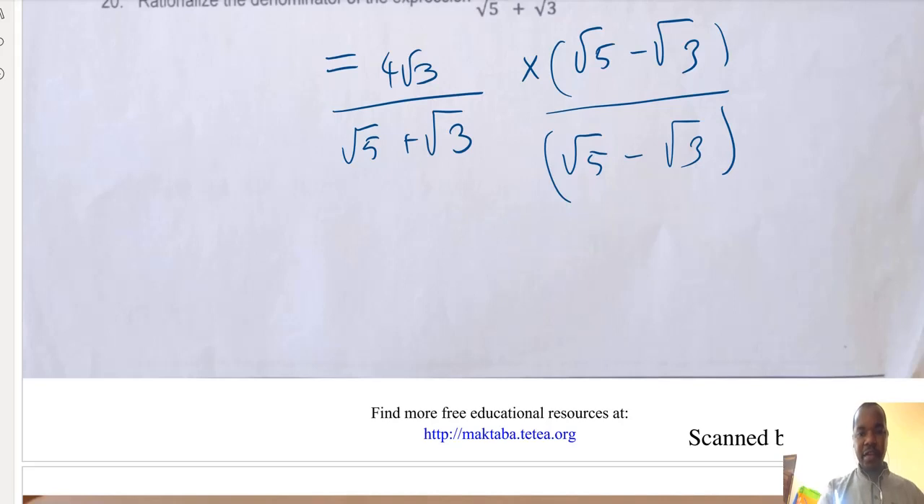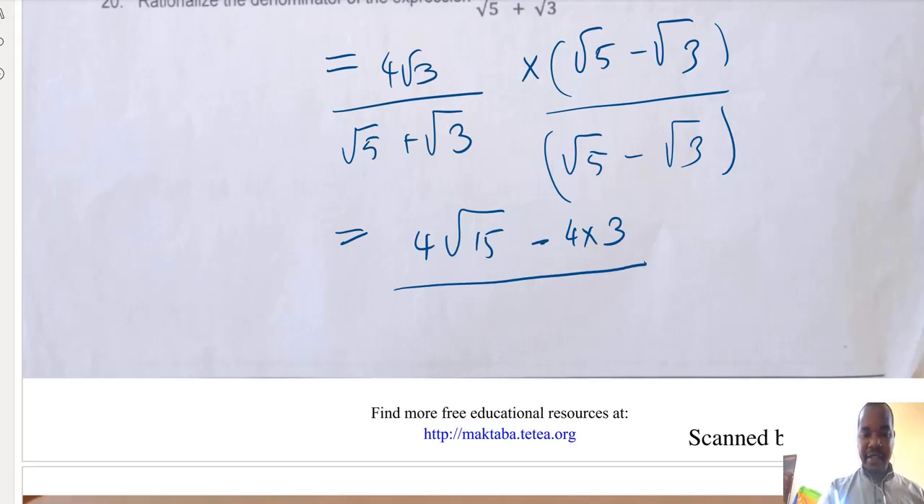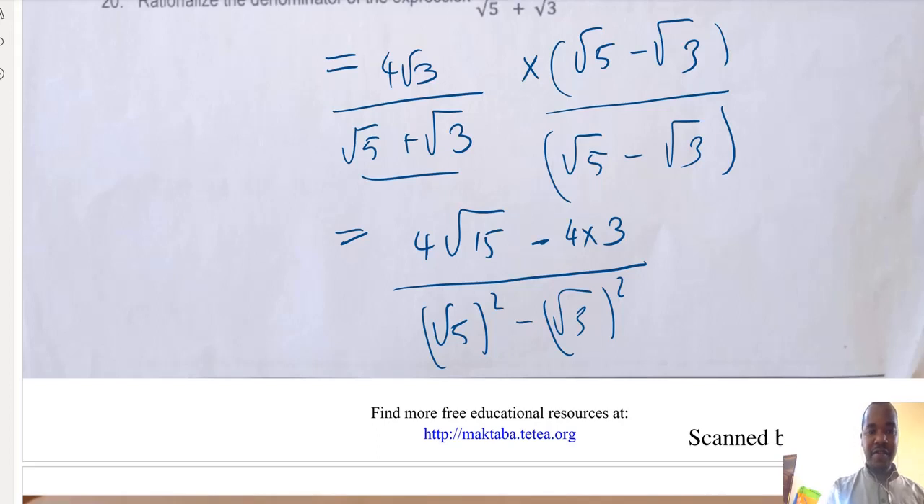You are going to open the bracket. It is 4 root 3 times root 5, so you get 4 root 15 minus 4 root 3 times root 3, which will be 4 times 3, divided by the square root of 5 squared minus the square root of 3 squared. Why? Because these two expressions are related to difference of two squares, whereby if you have a squared minus b squared, this is a plus b, a minus b.